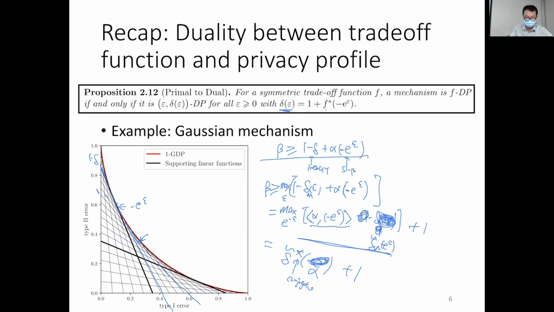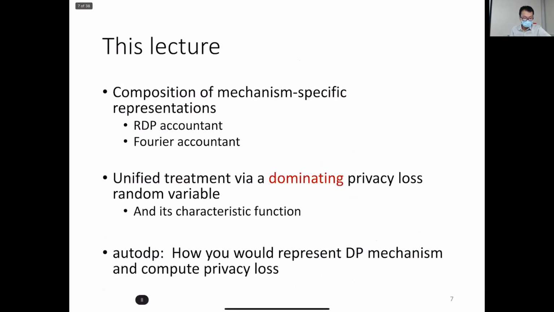Okay, so it is heavier than necessary machinery to use the convex conjugate to do this, but that is precisely what this is. It is simple in 1D, so you can more easily understand it by this idea of supporting hyperplanes or supporting linear functions on this trade-off curve. All right, I hope that sheds light on the connection between the trade-off function and the privacy profile.